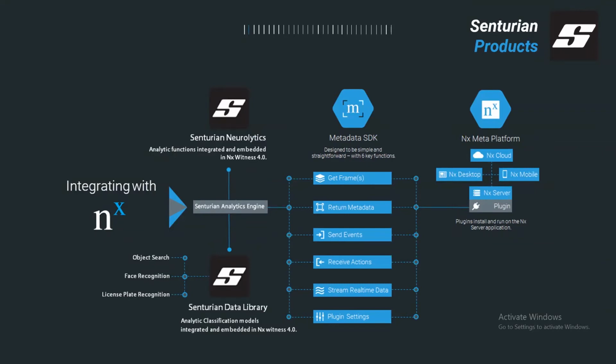Like I was mentioning, there are two products. One is the Senturian Neurolytics, which does behavior analysis. It detects violence and fall-downs, behavior-wise. And we have the data library, which does classifications, like you see here: object search, face recognition, and license plate. Please note that both of our products are not doing basic alarm integration.